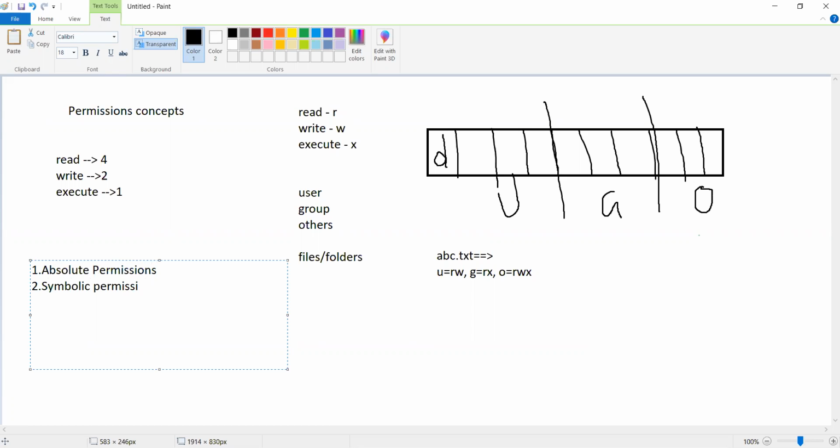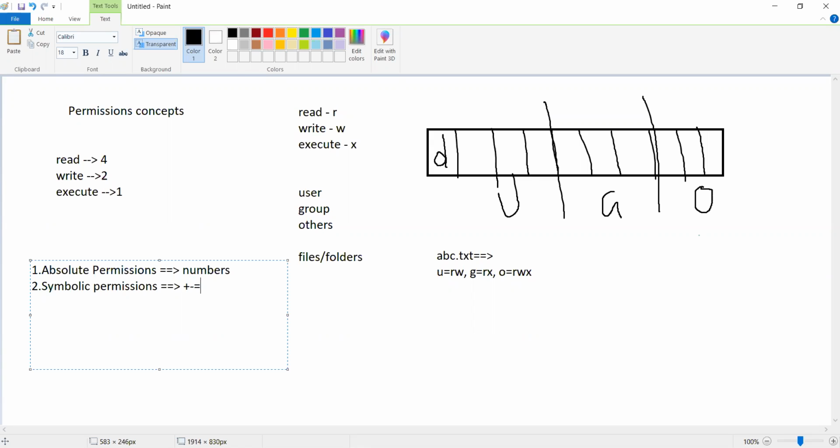Second one would be symbolic permissions, right? So let's discuss what we mean by absolute. Absolute is nothing but representing the permissions with the help of numbers, and symbolic means representing the permissions in terms of symbols like plus, minus, and equal, right? So this is the difference, but at the end of the day, whichever method you use, the output would be the same.